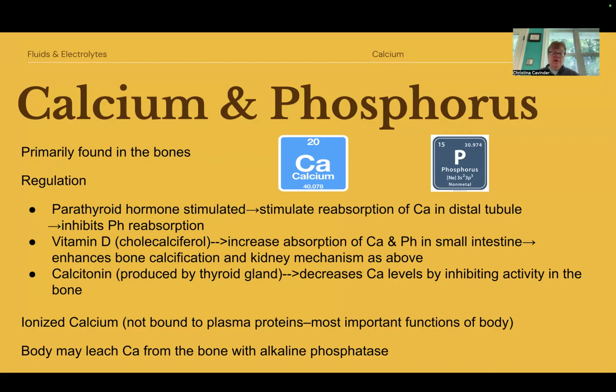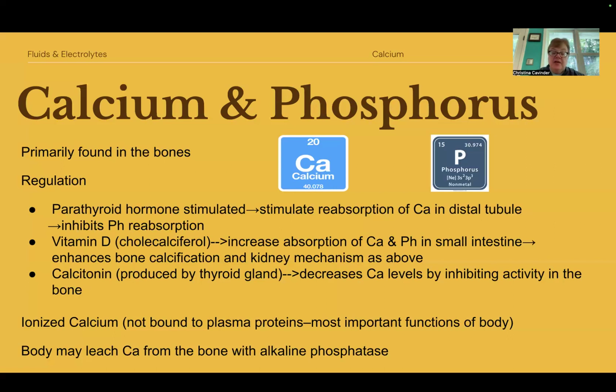increases absorption of calcium and phosphorus in the small intestine and enhances bone calcification and kidney mechanisms, as we talked about before. Calcitonin is produced by the thyroid gland and it decreases calcium levels by inhibiting activity in the bone. So it has to do with the parathyroid hormone, the kidney, and the thyroid gland, the regulation of these two electrolytes. Typically, not always, but typically, if you have a high calcium level, you have a low phosphorus level. If you have a high phosphorus level, you have a low calcium level. They need to be in balance.